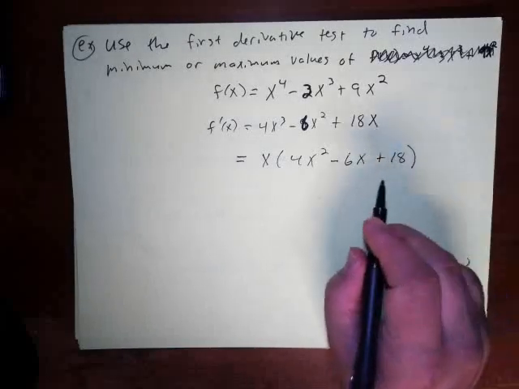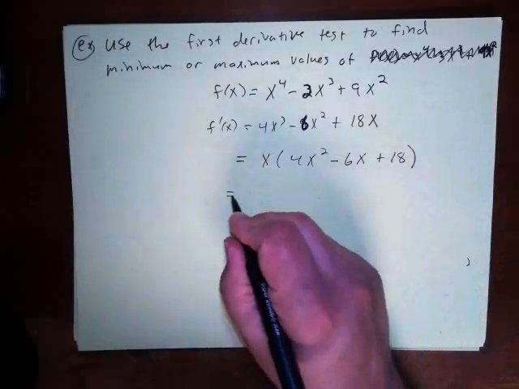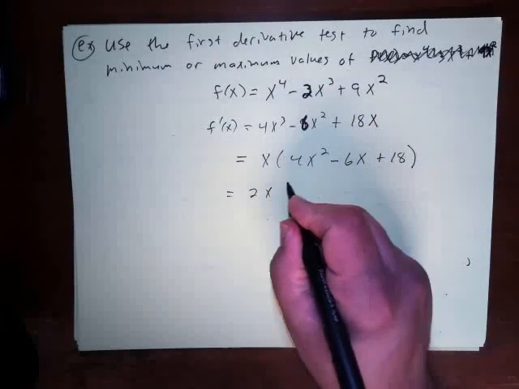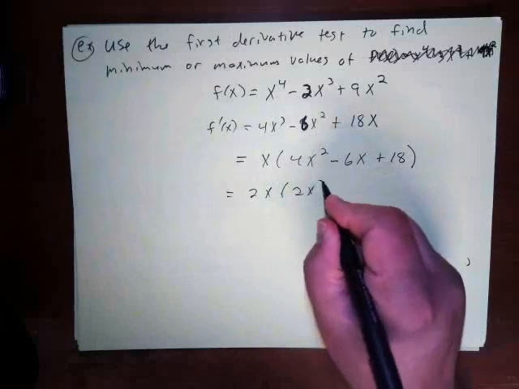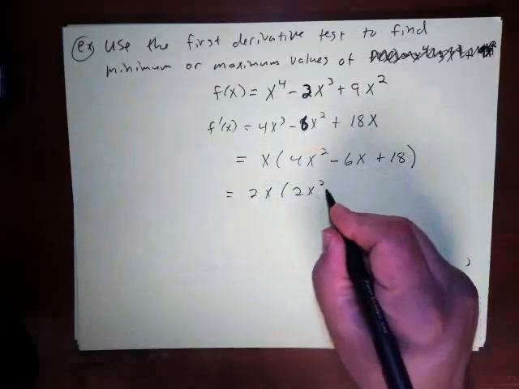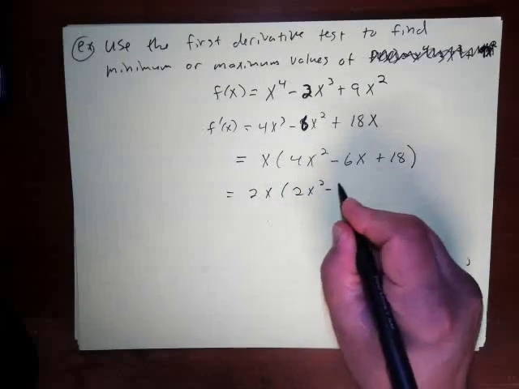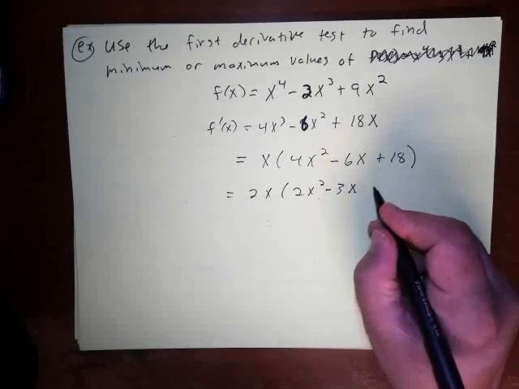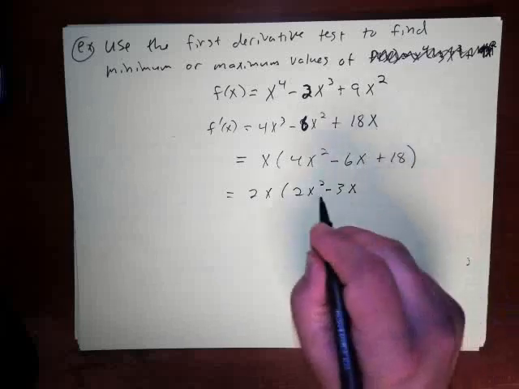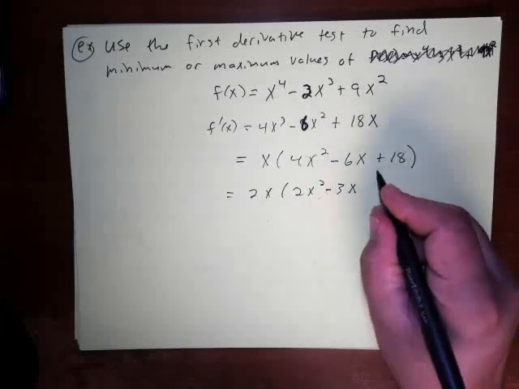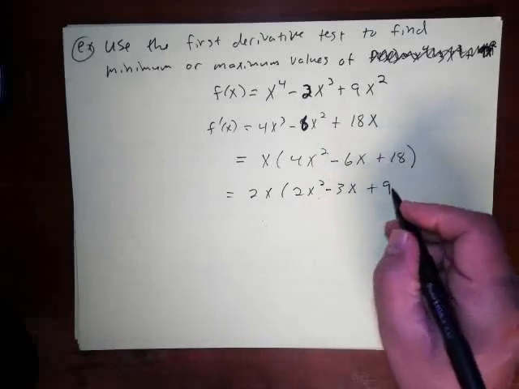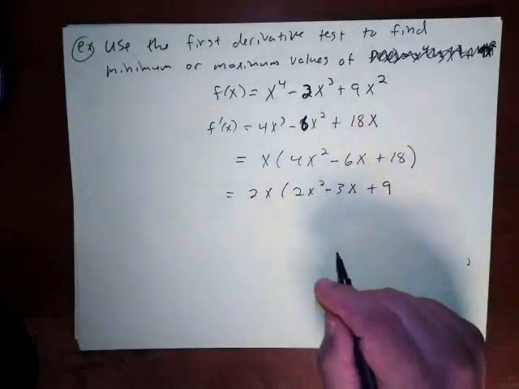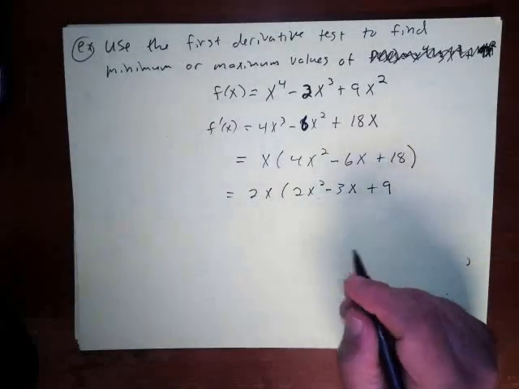I can pull out a 4. Well, let's see if it's going to do what I want it to do. I was picking this to do something special. If I pull out a 2, I get this, and this would be plus 9. It's not going to do what I want it to do.